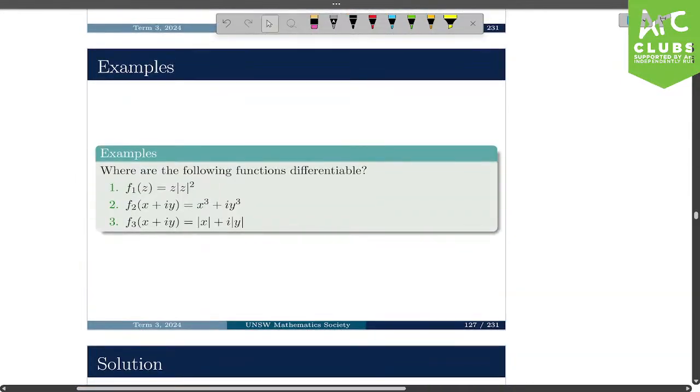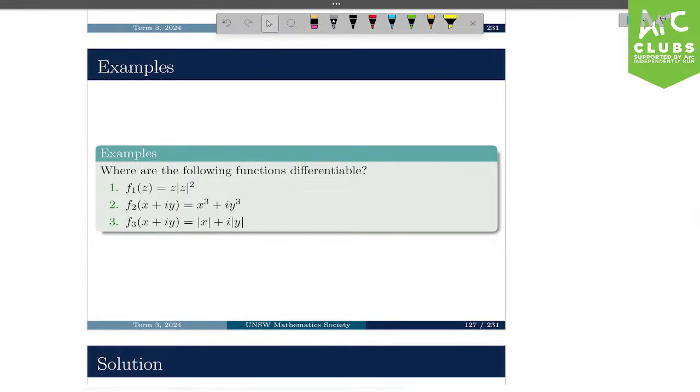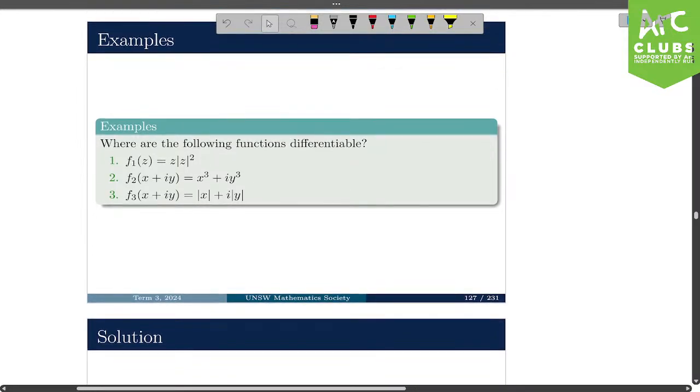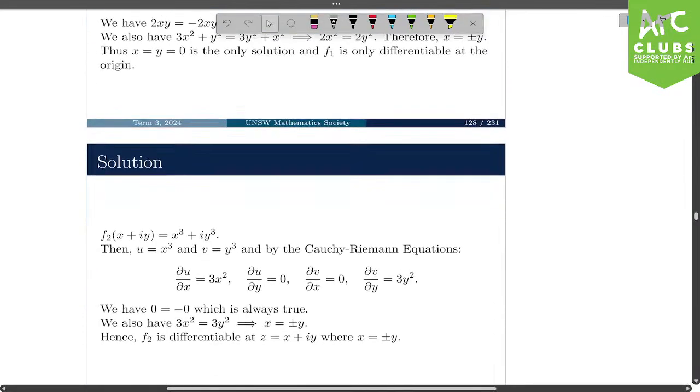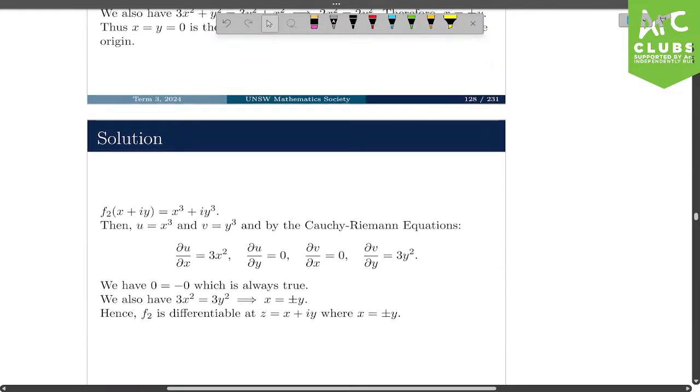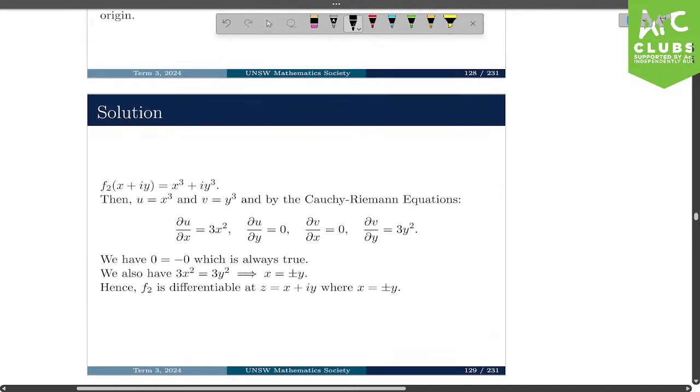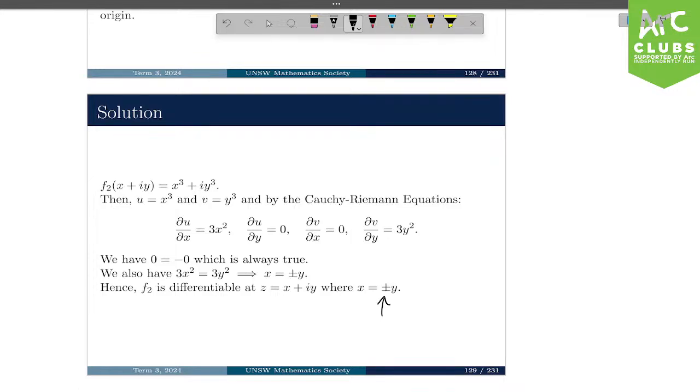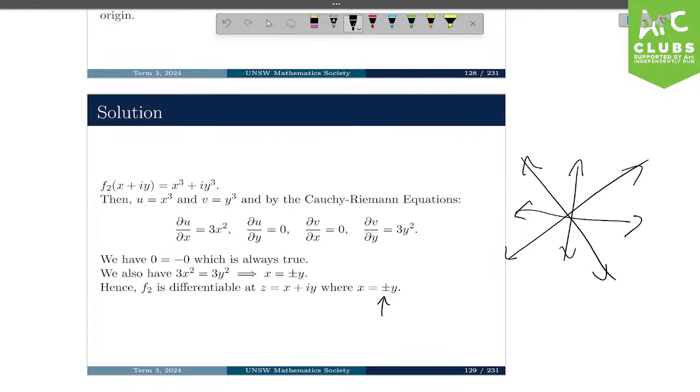Moving forwards, for f2, we have x cubed plus y cubed as our function value. It's already given in x and y, so that gives us u and v immediately. We can work that through, and we get a somewhat similar result. It is only differentiable when x is equal to plus or minus y. And so that would just be along these diagonals of the complex plane. I'll actually do that in a different color.